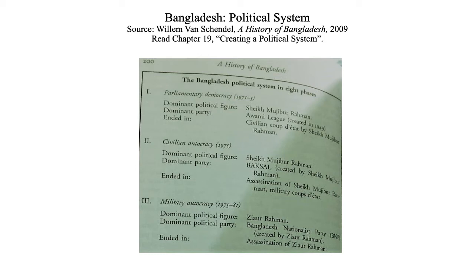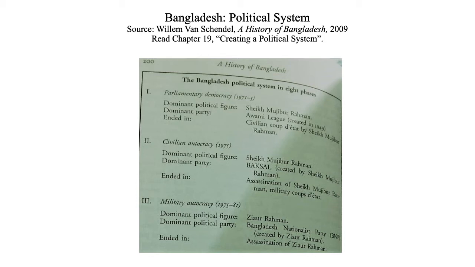So, number 2, it discusses civilian autocracy, 1975, and the dominant political figure was Sheikh Mujibur Rahman. Dominant party was Bakshal, created by Sheikh Mujibur Rahman in 1975. In August 15, Sheikh Mujibur Rahman was assassinated through a military coup d'etat.